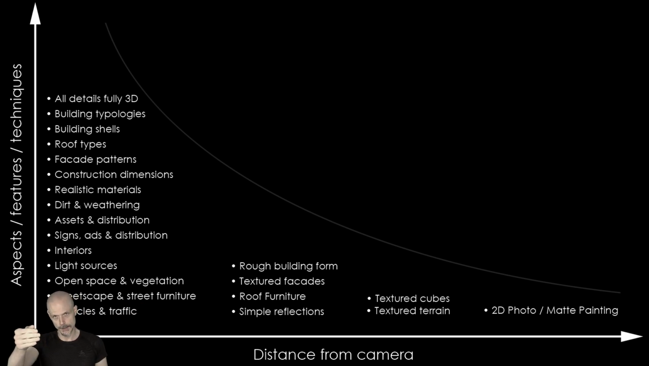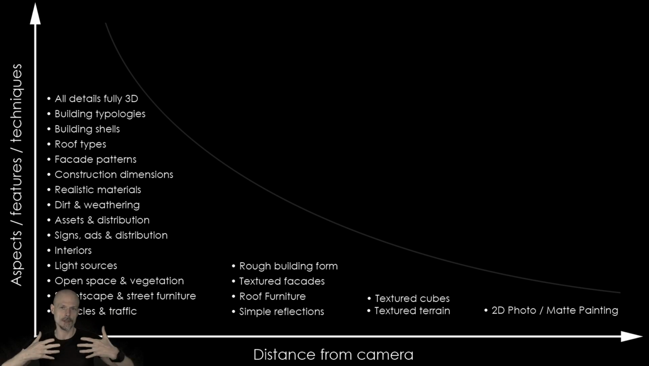Then if the content moves a little bit closer to the camera, you can work with, let's say, textured cubes or textured terrain. Then coming again closer, you need to already have some sort of rough building form with textured facades and roof furniture. So that's like AC units and water tanks and whatever. And potentially on facades, even also simple reflections in windows, for example, skyscrapers, right?